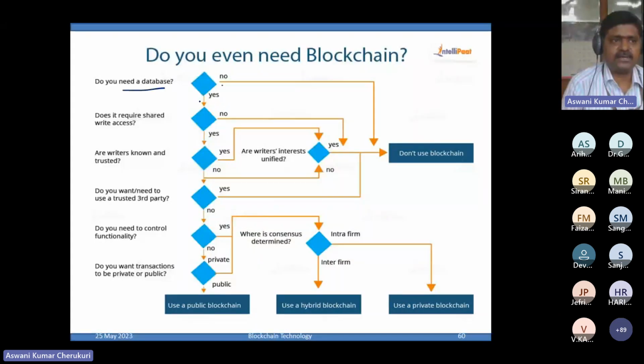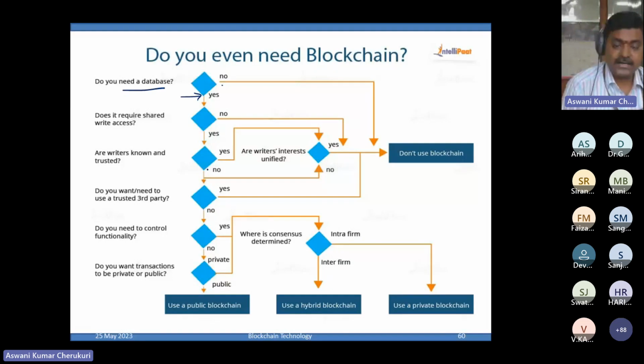Imagine that you are having a database, and does it require shared write access? No, my database doesn't require shared write access. Then you don't actually require a blockchain. Imagine if you require shared write access. We are not talking about read. We are talking about write. The point is that the people who are going to write over your database are trusted or not. If you think they are trusted, then you can go about it. If they are not, you need not go for blockchain.